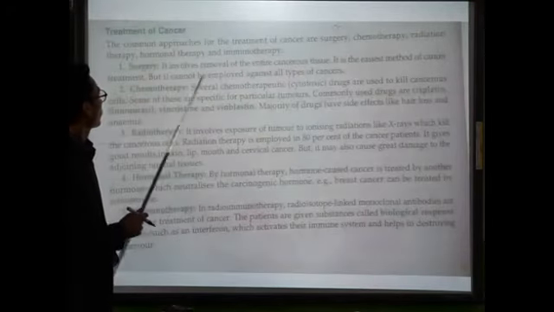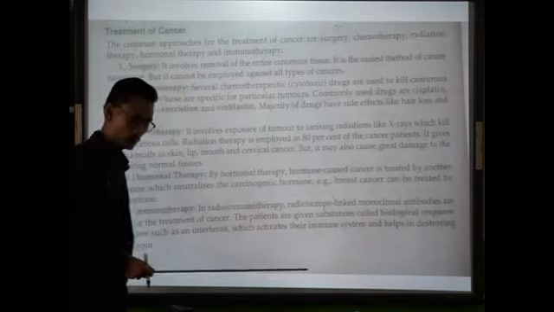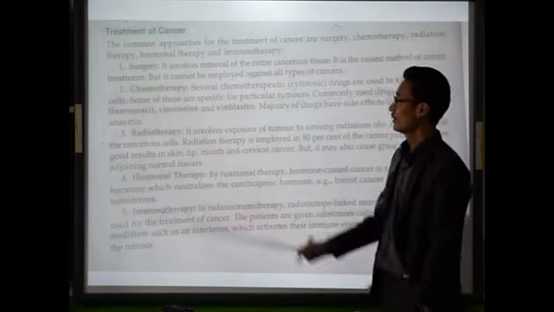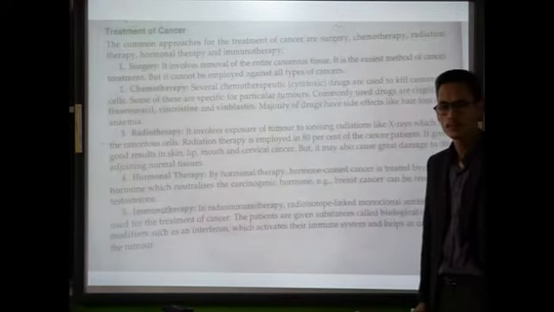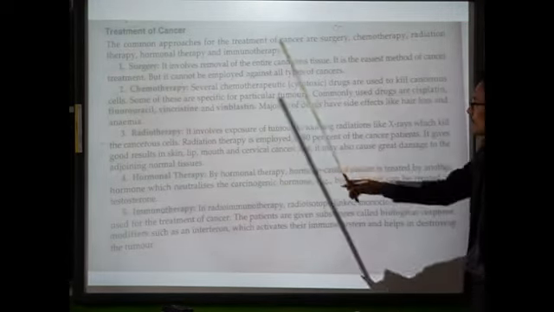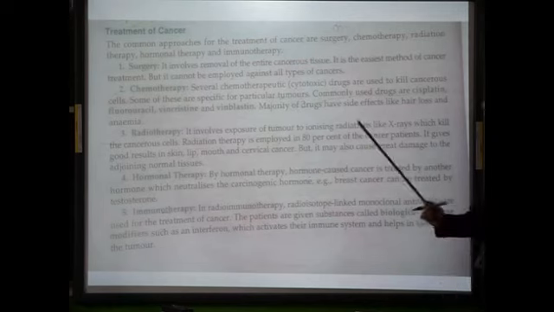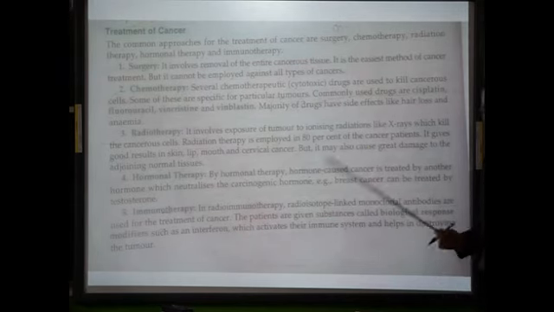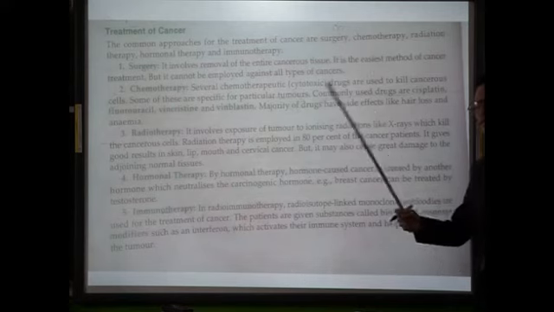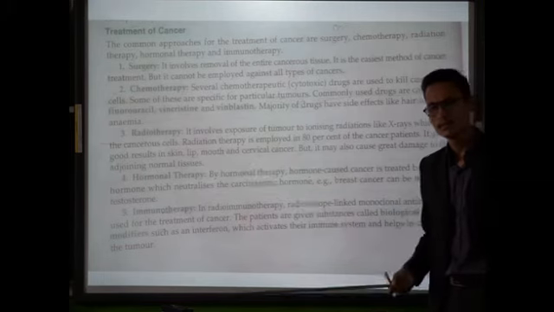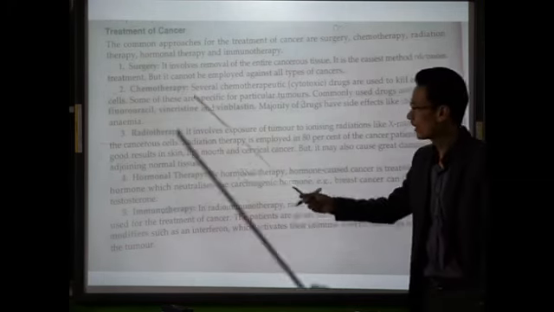Now let's talk about the treatment of cancer. What can be done? The common method is surgery. We can remove those cancerous cells or cancerous tissues, but it cannot be employed for all types of cancers. Remember that a benign tumor, which is not cancerous, can be removed by means of surgery. In the case of malignant tumors also, the tissues can be removed with the help of surgery, but it has to be followed by chemotherapy.